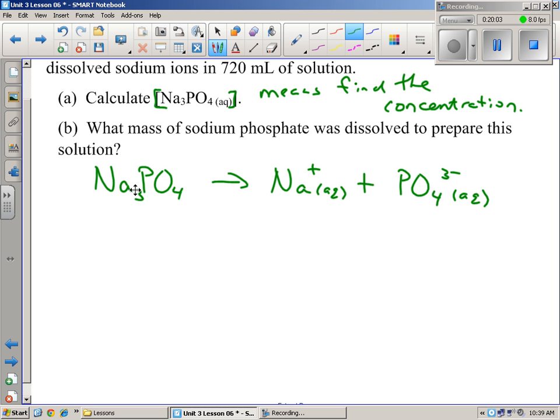Okay? You might say, what should I use for the symbol for sodium phosphate? Should I use solid? Well, sodium phosphate absolutely starts out as a solid. It's an ionic compound. When you put it into water, it becomes aqueous and then breaks into ions. They're asking you right here for aqueous. In other words, when it's put into water, what is the concentration? It doesn't make sense to talk about the concentration of a solid.